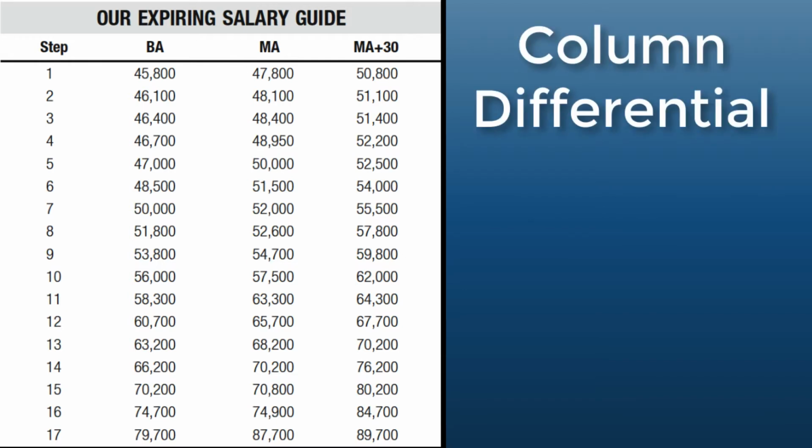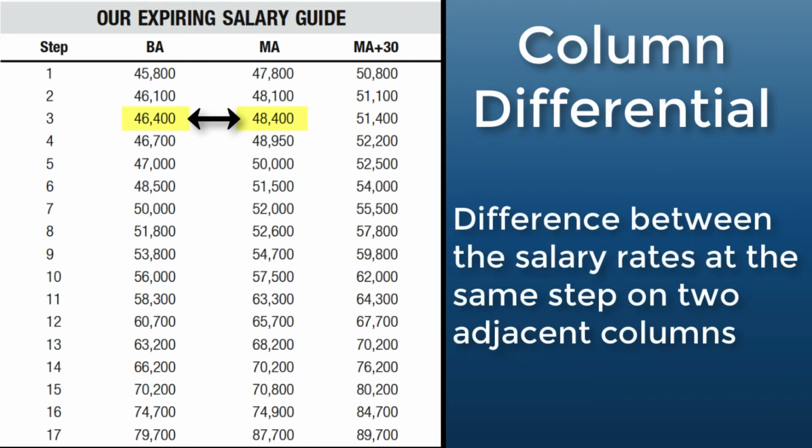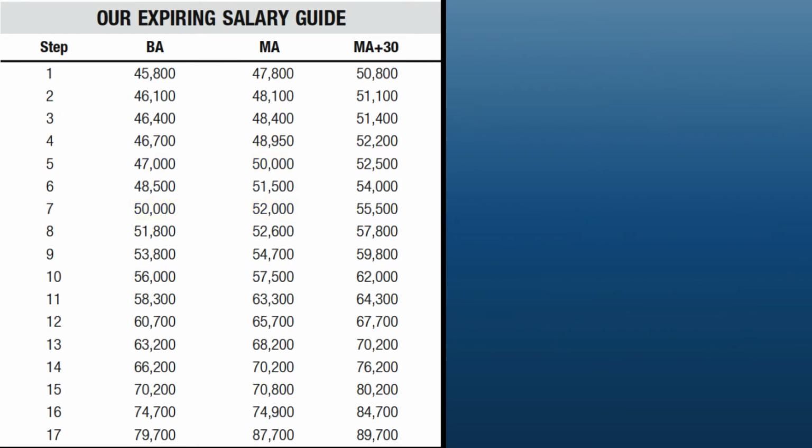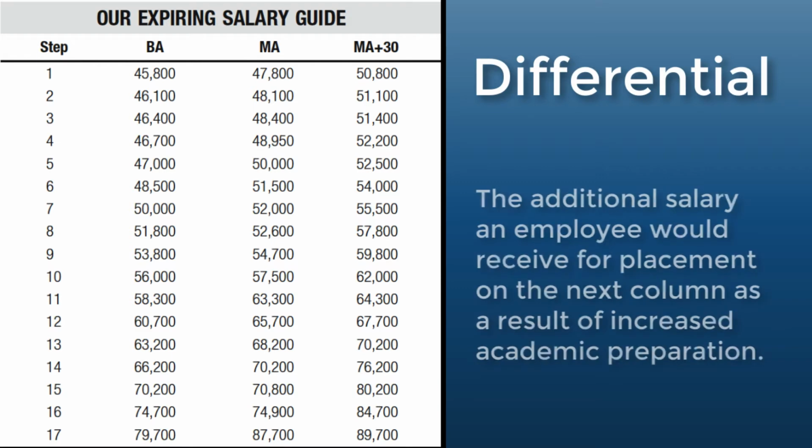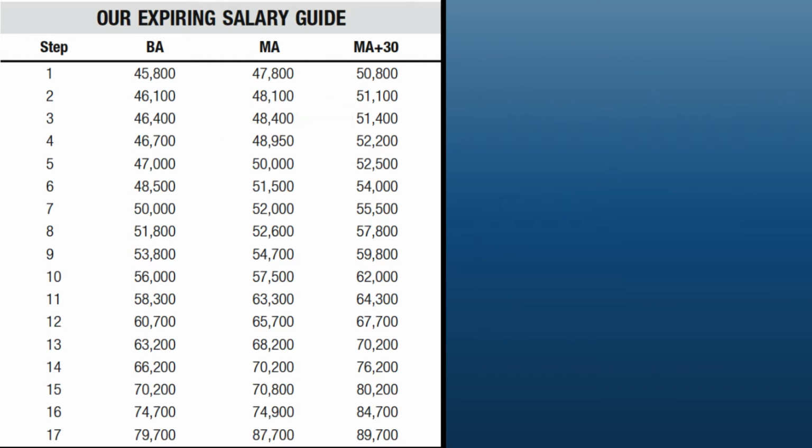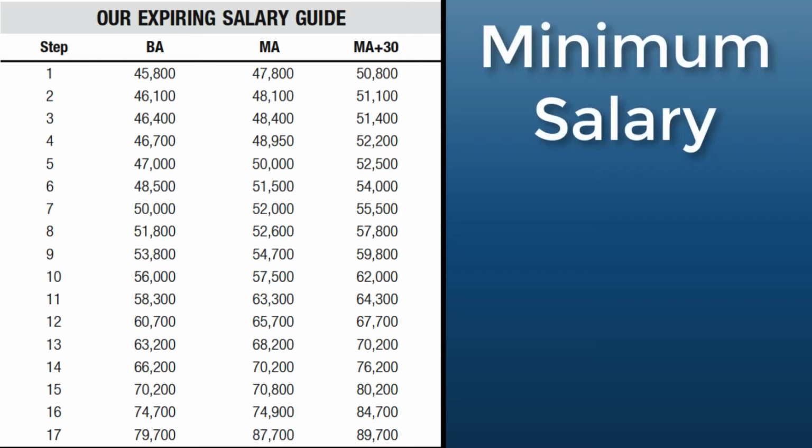A column differential refers to the difference between the salary rates at the same step on two adjacent columns. A differential is the additional salary that an employee would receive for placement on the next column as a result of increased academic preparation.